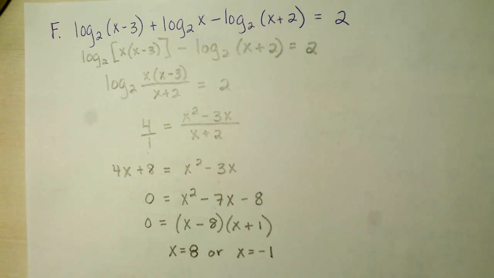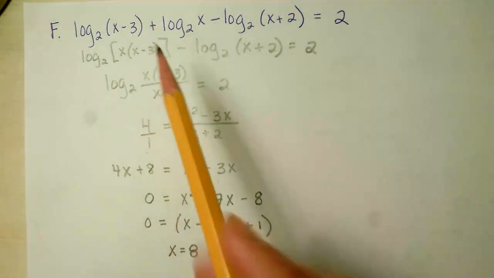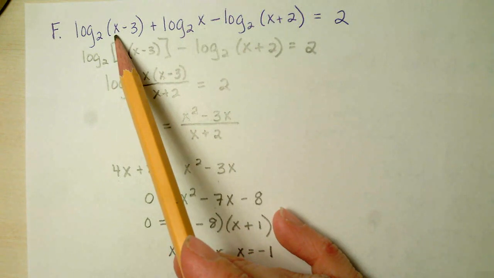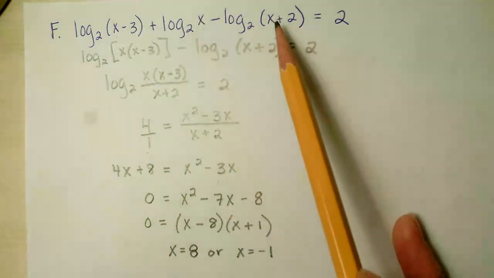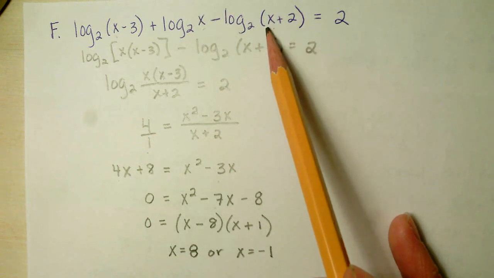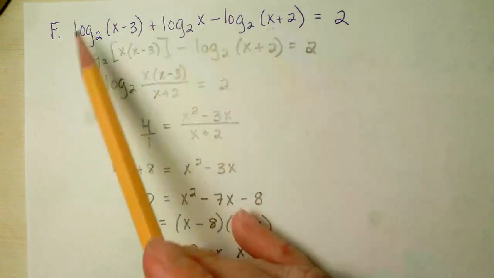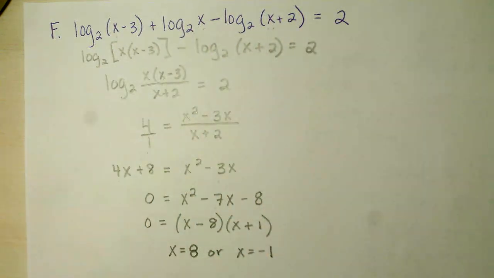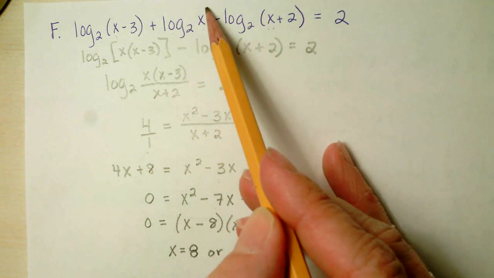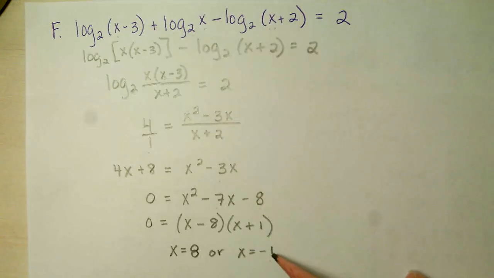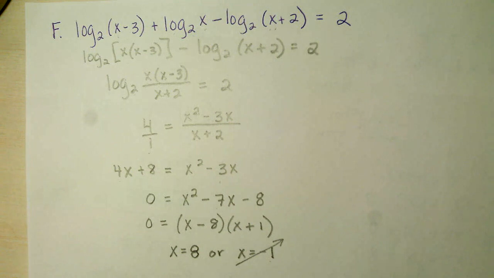When I look at my original problem, I can check to see if 8 is going to be okay there. Okay, and then I can check the whole expression. Right away, I can see I cannot take log base 2 of a negative argument. So this negative 1 right away is going to be extraneous.